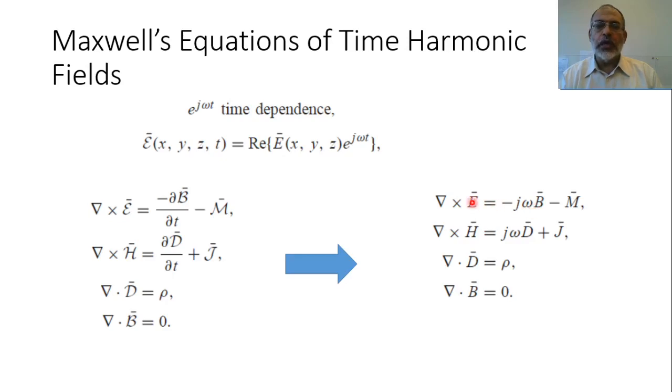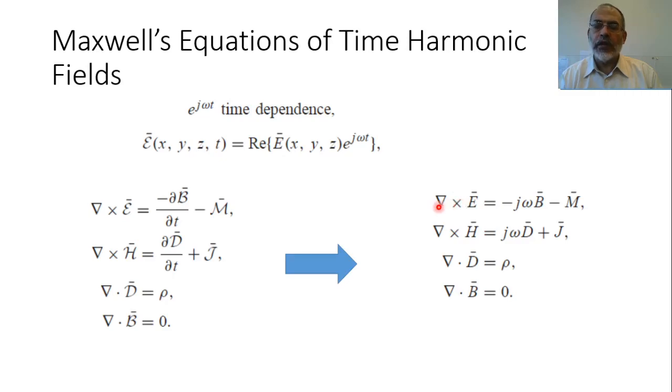On the other hand, the phasor quantities E, B and M depend on x, y, z only. So, in this case, we can eliminate e to the power j omega t from all terms. We are talking about the curl of the phasor of the electric field. The curl here is an operator on space only.